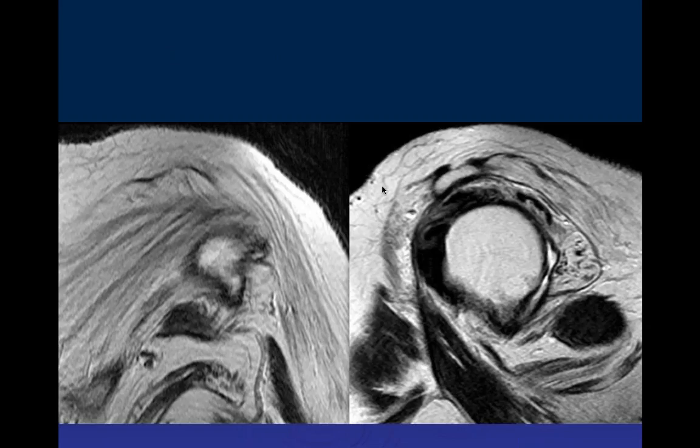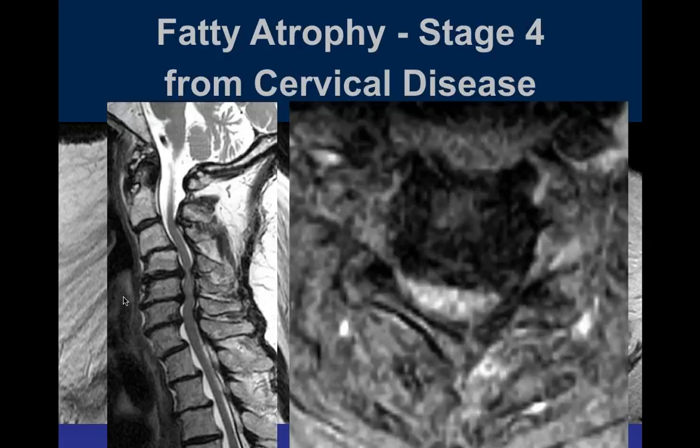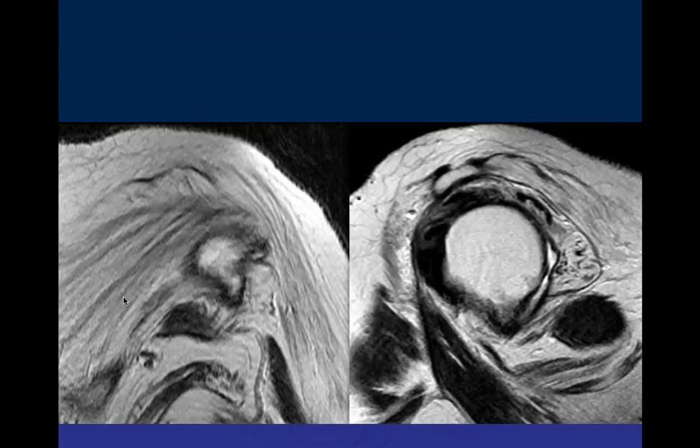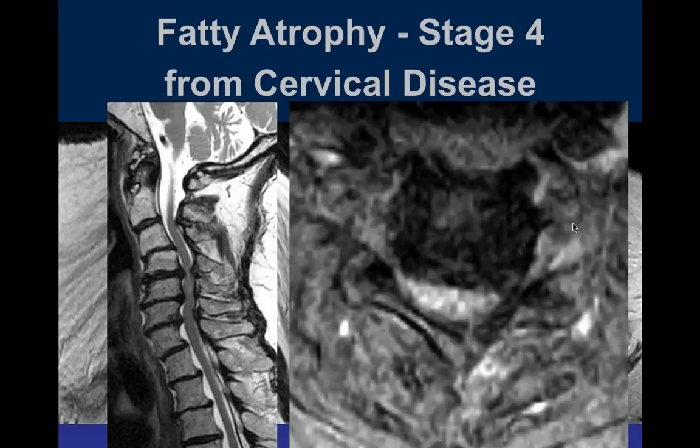Sure. And then here we can see this is the infraspinatus, teres minor, we can see marked fatty atrophy here, also of the deltoid, stage 4. And in this particular case, this was due to cervical neuropathy. This is much more extensive than we would expect if we were just talking about tears, because it's actually involving more muscle than just the rotator cuff here. So when you see that, you have to think about other possibilities. In this case, it's a neuropathy from impingement of the cervical spine.